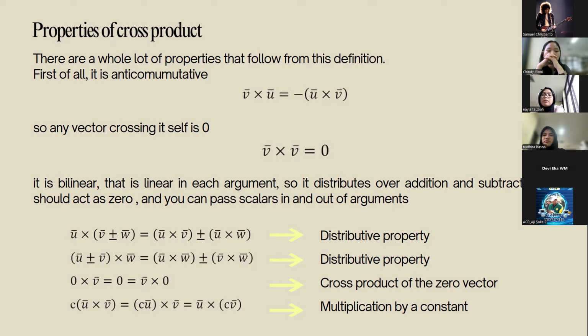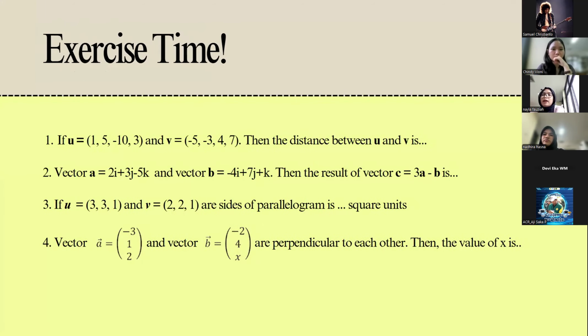So is it linear? Yes, it is linear in each argument. So it distributes over addition and subtraction, zero can be added as zero, and you can pass scalars in and out of arguments. So this is the distributive property for cross product, of the zero factor and multiplication by a constant. So this is the exercise, if there's any question.